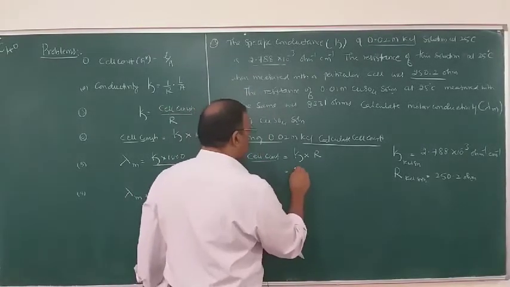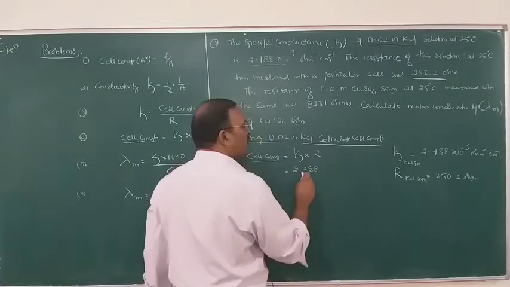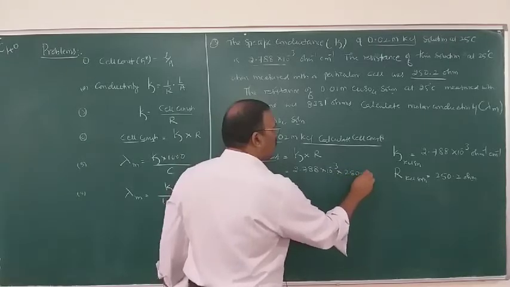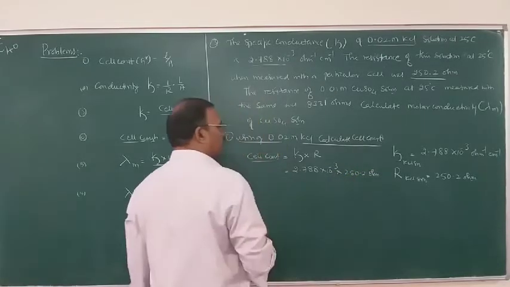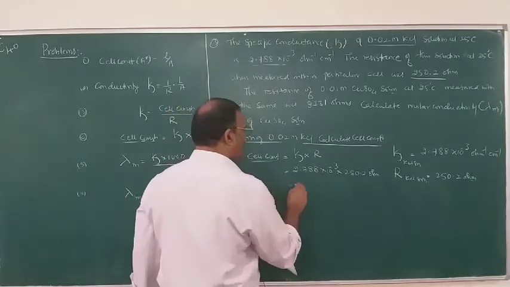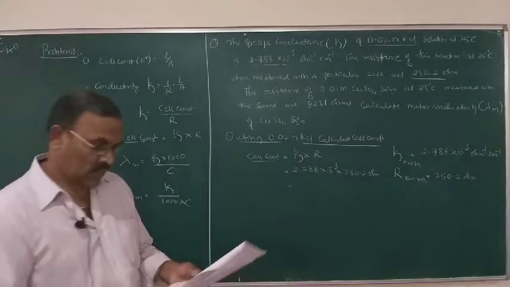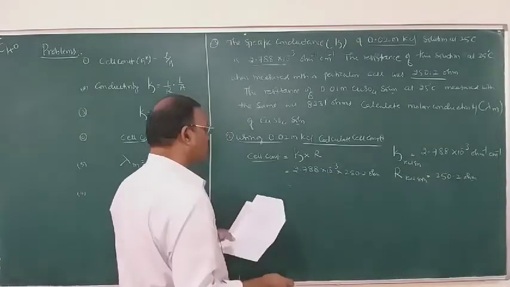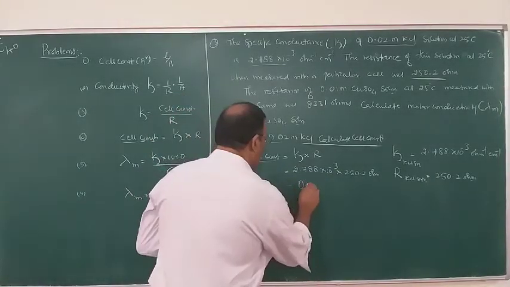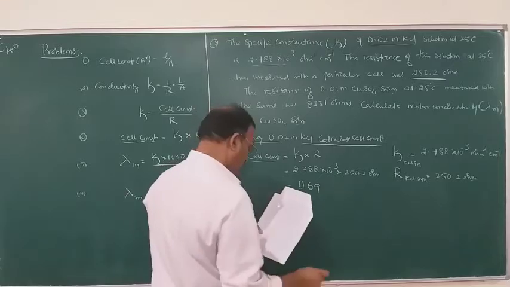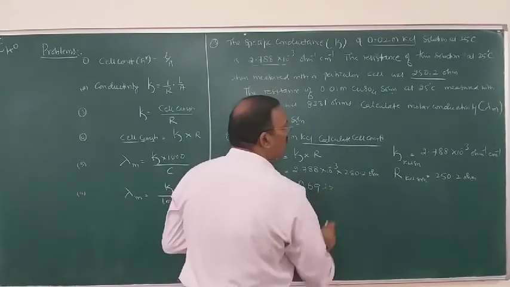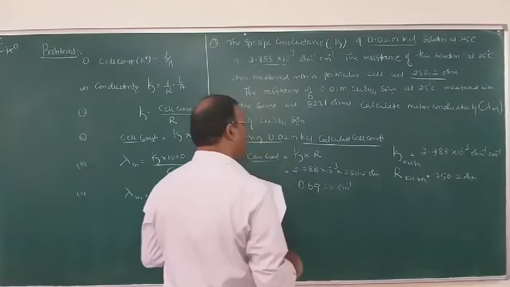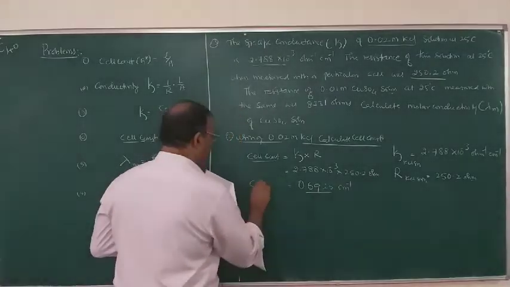This equals 2.788 into 10 to the power of minus 3 into 250.2 ohms. So this equals 0.6925 centimeter minus 1. So this is the cell constant.